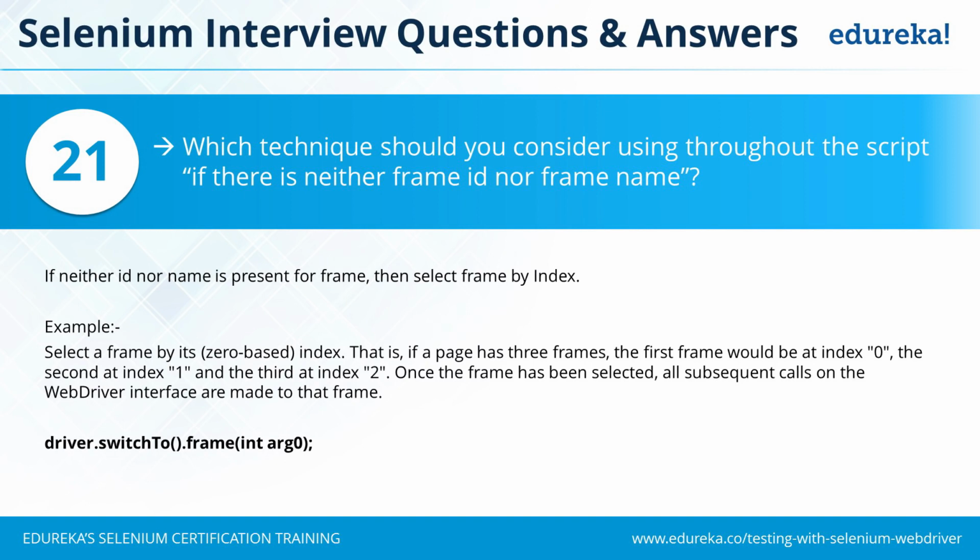So there are certain times when there are frames on the page, but none of the frames have a name or ID attached to it. So how can you decide that, okay, I want to switch to this frame? It would be pretty difficult without having any kind of identification. But you don't need to worry, because even if the frame ID or frame name is not available, you can still switch to the frame using the frame index.